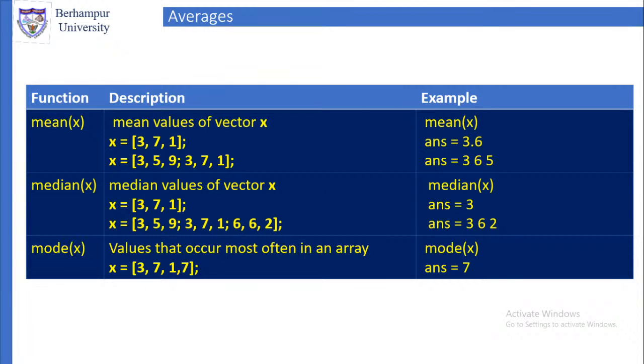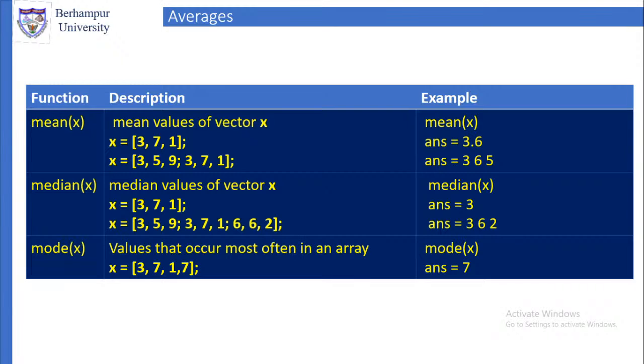Then if I have a 2 cross 3 matrix, x is equal to 359 and the second row is 371, the mean value will be, for the first column, 3 and 3, so 3 plus 3 is 6, 6 by 2 is 3. The second is 5 plus 7 is 12, 12 by 2 is 6. The third is 9 plus 1, 10, 10 by 2 is 5. So the mean will be 3, 6, 5. So this gives you the mean of each column, right?